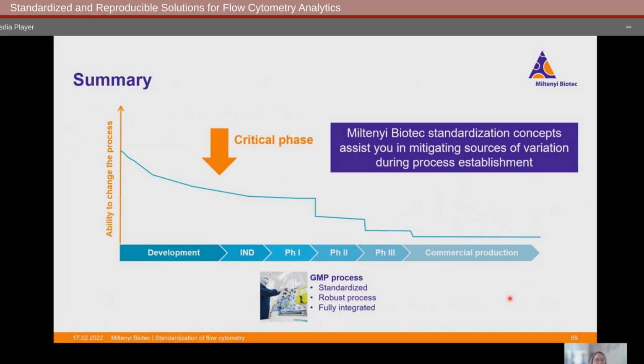So all these different standardization concepts will really assist you in mitigating those sources of variation during those critical phases of process development where you can't go back and change. So at Miltenyi, we really work with our customers as partners to help you avoid issues in those critical phases of development to IND, all the way through commercial production.